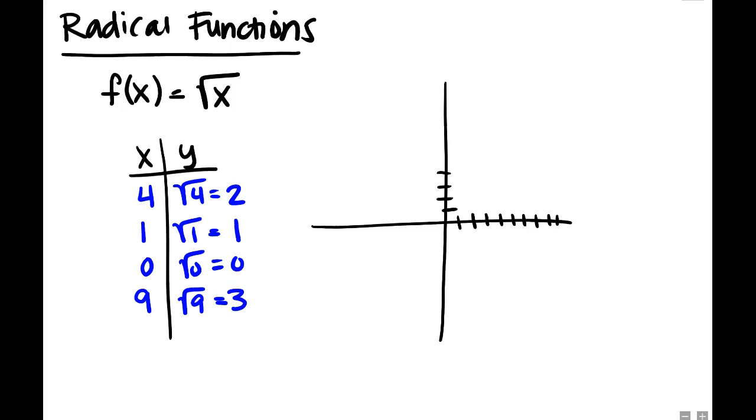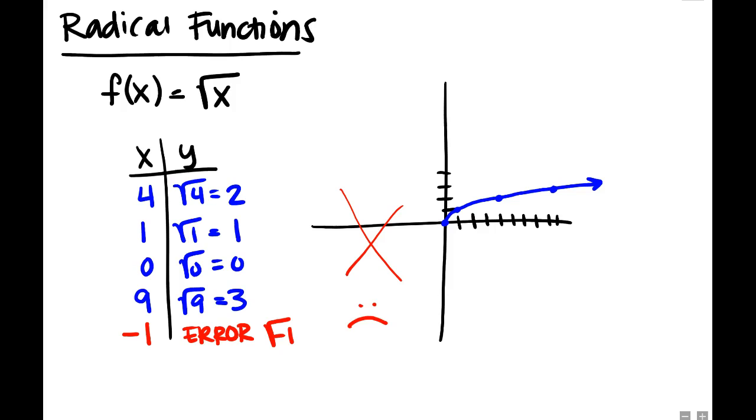And then we could graph these. So we've got (0, 0), (1, 1), (4, 2), and (9, 3). And we start getting this little half of a parabola on its side. Now, if we plugged in negative numbers, or looked at the negative numbers in our table, what we're going to find out is this is an error. The square root of -1 is an imaginary number. It's not something we discuss in Math 92. It does not exist in the real number system. So there's nothing over here on this side of the graph. This side of the graph is just sad.